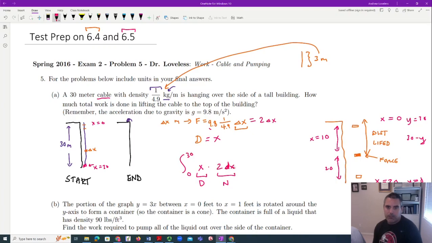So dx. When you integrate, it just ends up being x squared because the 2 cancels. You get 0 to 30. You get 900. That's it.